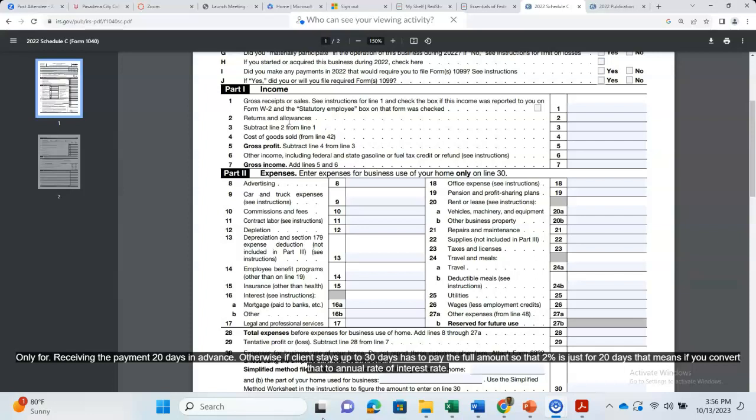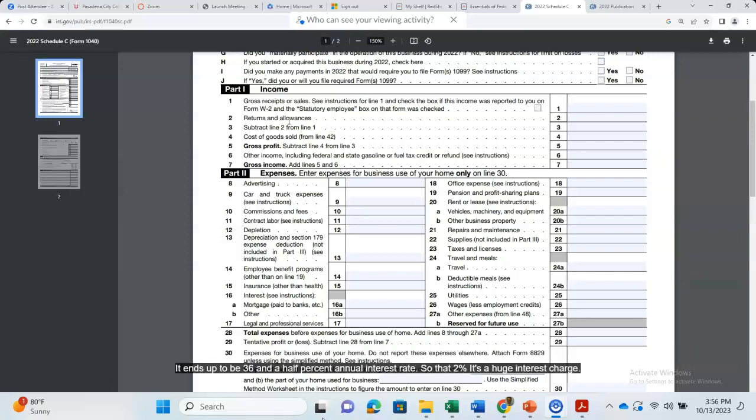That means if you convert that to an annual interest rate, it ends up being 36.5%. So that 2% is a huge interest charge that the seller is charging the client because the client wants to pay this invoice late, after 10 days, and wait until 30 days. But if the client is smart, they never pay a 36.5% annual interest rate. They pay sooner, in 10 days, and avoid that 36.5% annual interest rate.